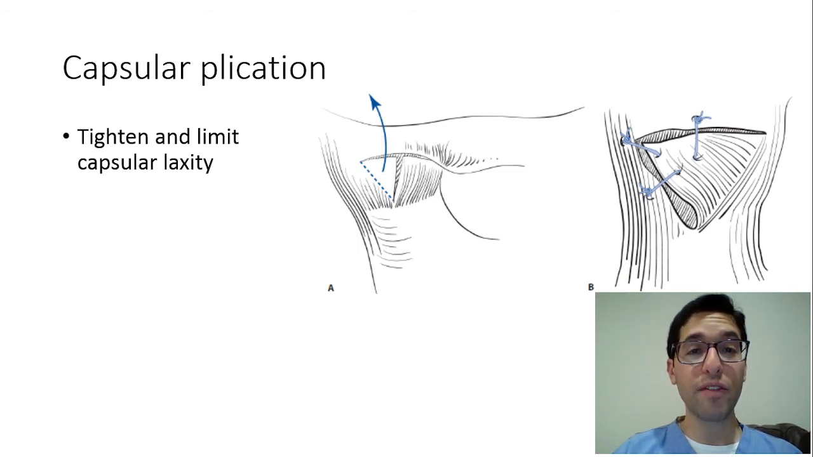Capsular plication is not very commonly used. It doesn't really work very well, but I just want you to be familiar with it. The goal is to tighten and limit the capsular laxity. So if this is tightened, then in theory you won't be able to translate too far forward.